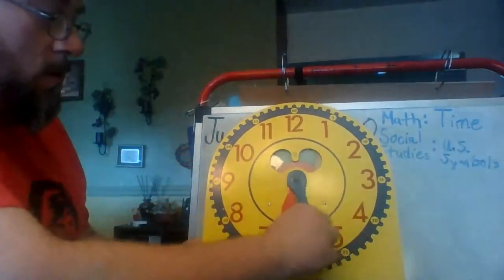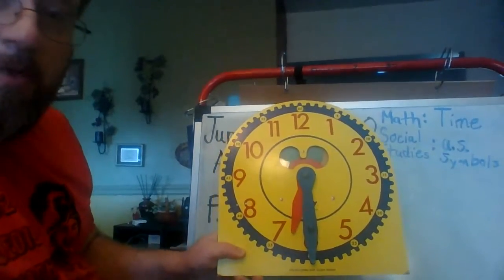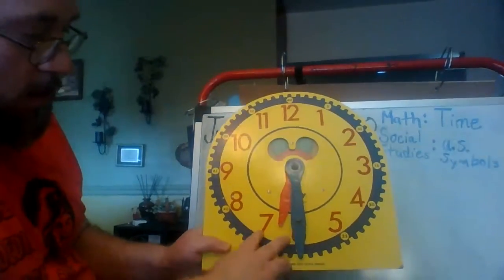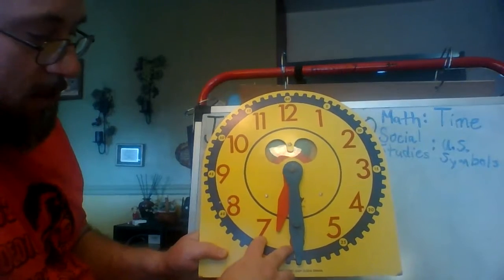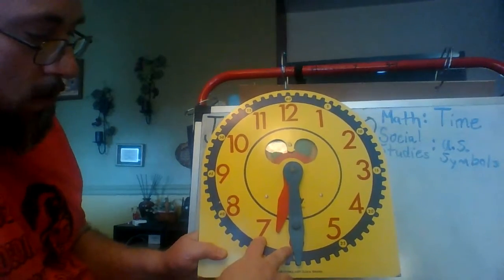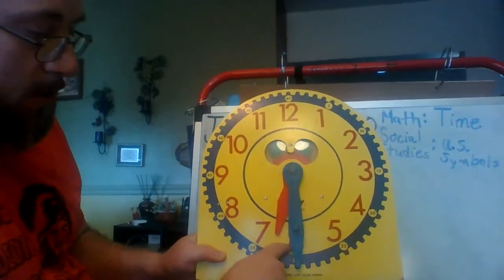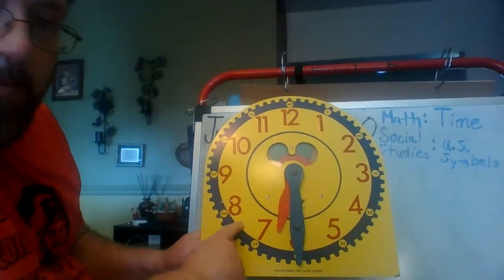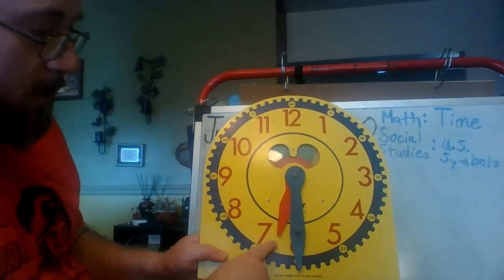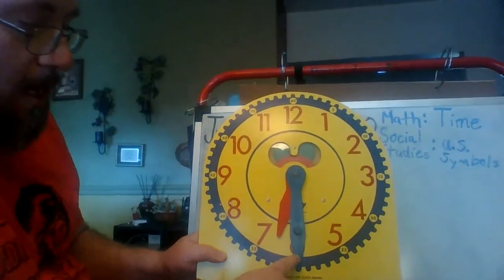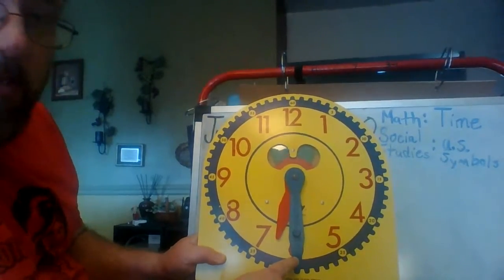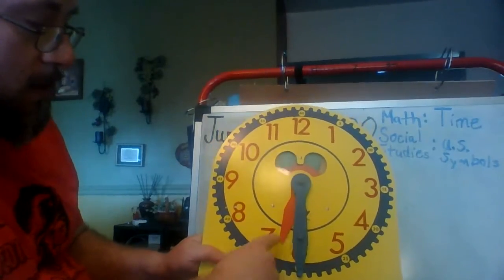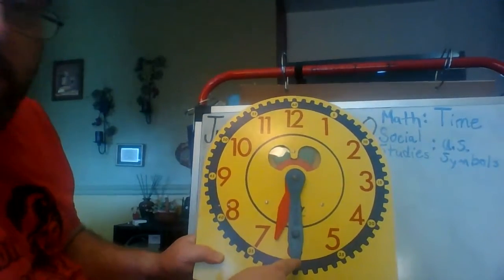If it looks like this, the hour hand is now in between the 6 and 7, which means I am still in the hour of 6 because I have not reached the 7 or gone past it. So I'm still in the hour of 6. Minute hand is on the 6, we say 30. So this is 6:30.